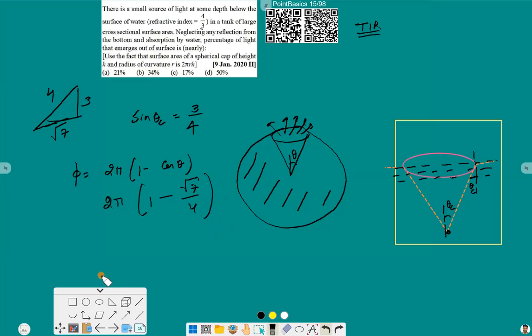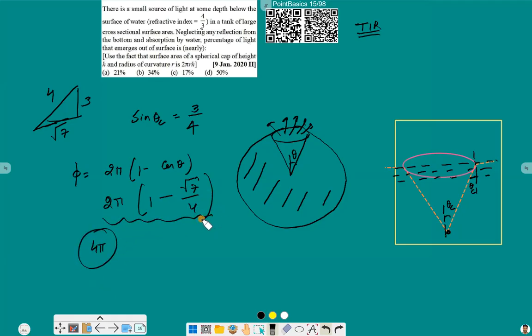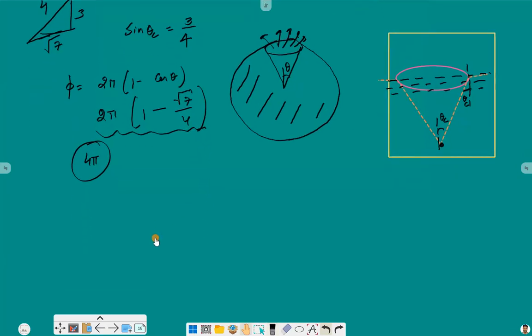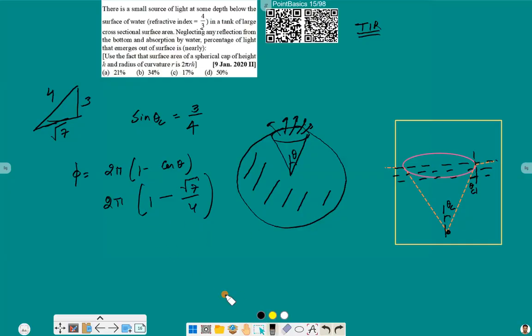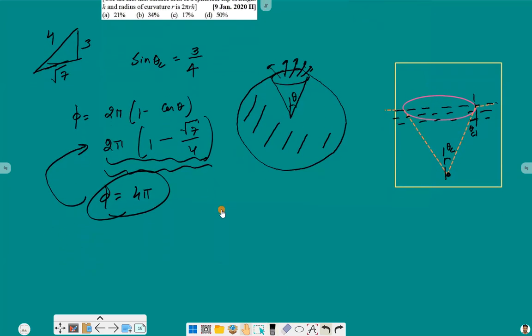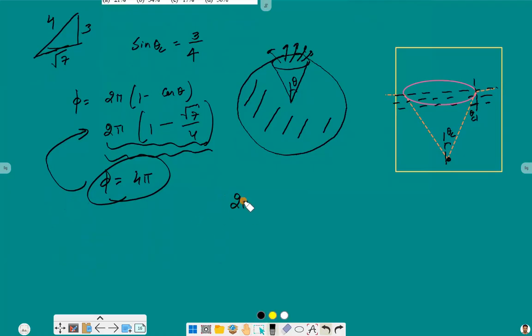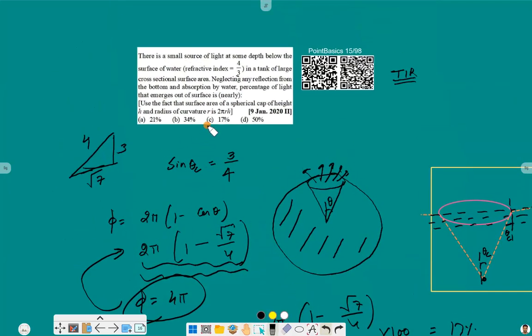Now the total solid angle is 4 pi, and out of 4 pi we are getting light only through this solid angle, so the percentage of light received will be 2 pi into 1 minus root 7 by 4 divided by 4 pi into 100, and this will give us 17%. So the answer will be option C. Let us move to the next one.